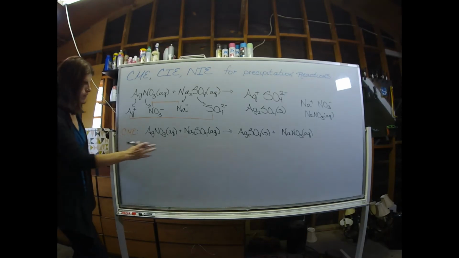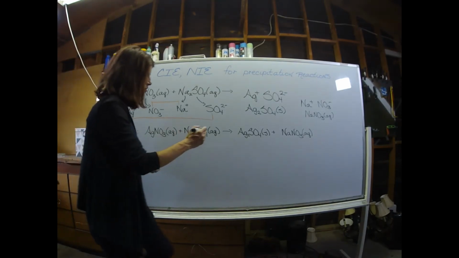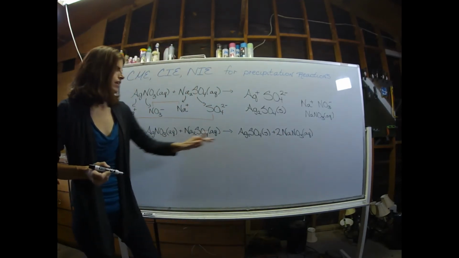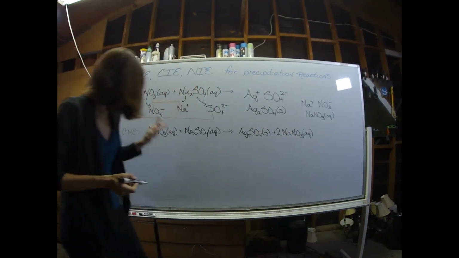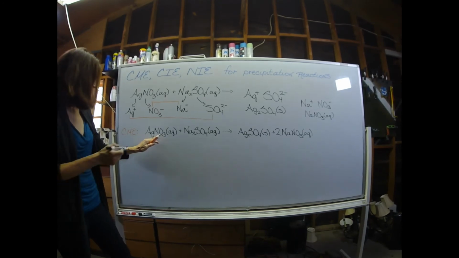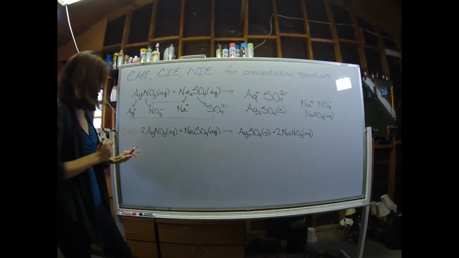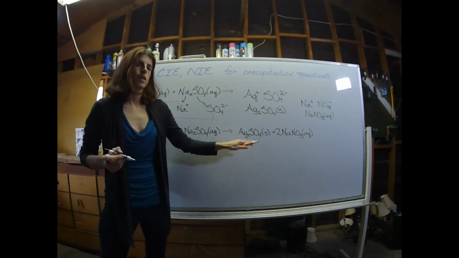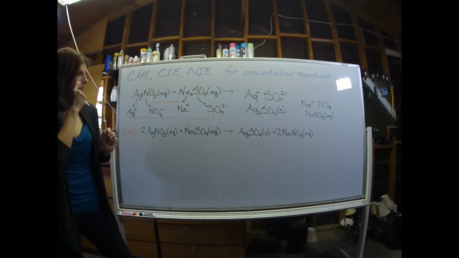Balance it. I have 2 sodiums, so I'll put a 2 out front over there. That gives me 2 nitrates. I only have 1 nitrate over here, so let me put a 2 out front here. That gives me 2 silvers, but I'm okay with that. And then 1 sulfur on each side. So that's balanced now.